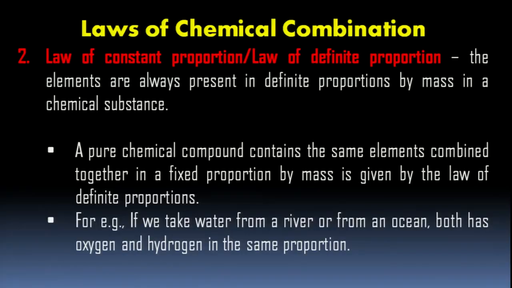Similarly, they conducted various other experiments with carbon dioxide, carbon monoxide, and all those compounds. And they concluded that a pure chemical compound contains the same elements combined together in a fixed proportion by mass, and this is given by the law of definite proportion. For example, if we take water from a river or pond or ocean, both have oxygen and hydrogen in the same proportion. They experimented with water from different sources and saw that 9 grams of water contained 1 gram of hydrogen and 8 grams of oxygen. That is, they are in the ratio 1:8 by mass. Okay, children?